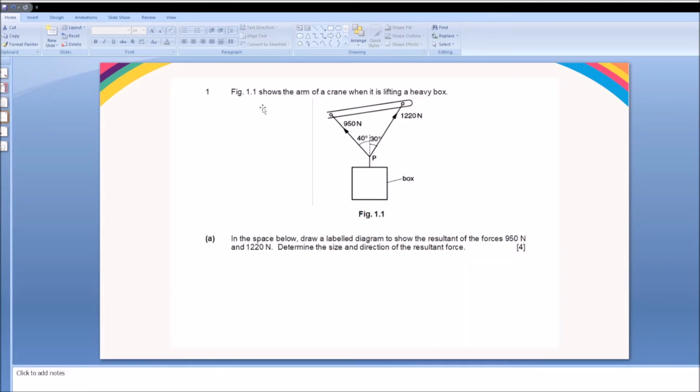I will use this question over here to illustrate how to do the parallelogram method. This question comes from the revision quiz 7.